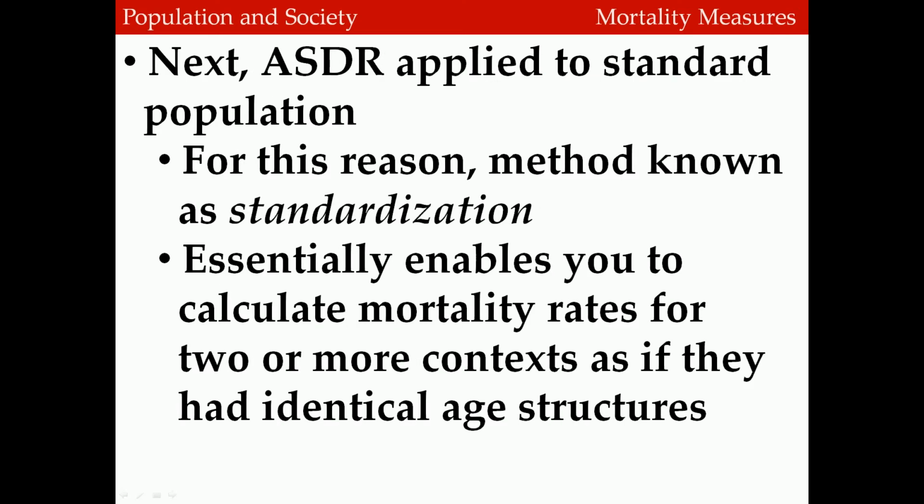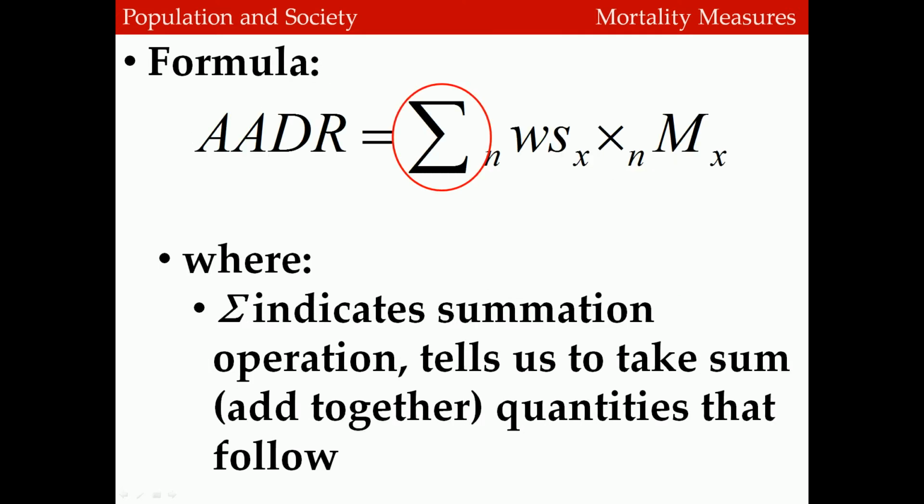Another way of taking into account the age structure of a population in its effect on mortality is to use a demographic technique called standardization. This essentially allows you to calculate what the mortality rate would be for two or more countries if they had an identical age structure. That's the approach taken by the next measure we're going to talk about, called the age-adjusted death rate, or AADR.